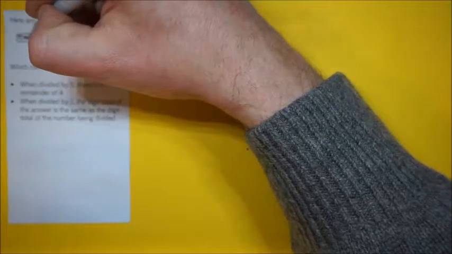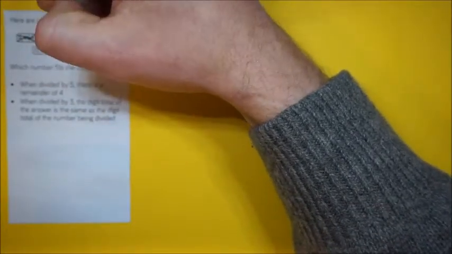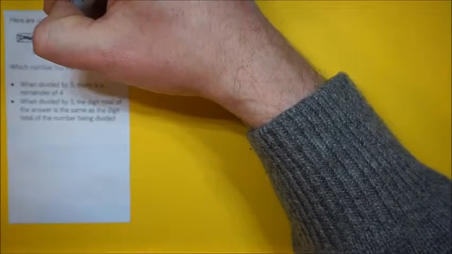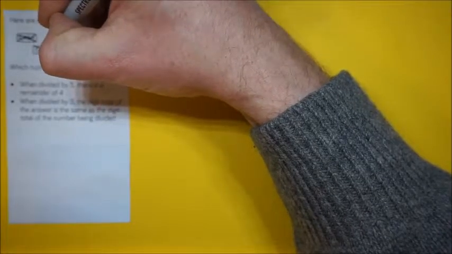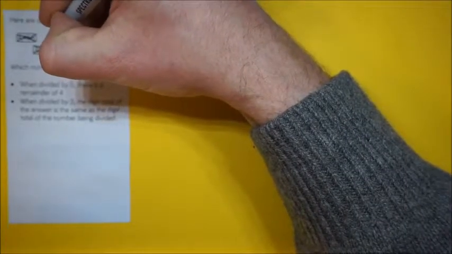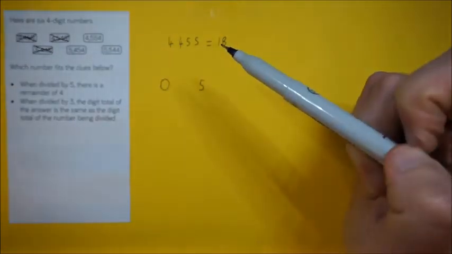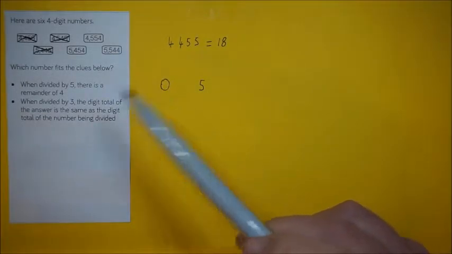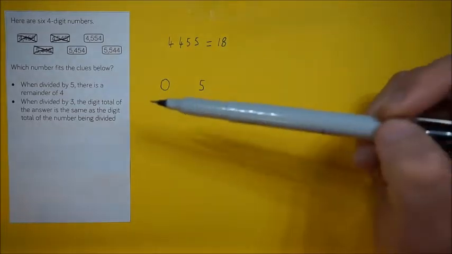So that means we can say that this one is definitely not our number. Ends in a 5, won't give us a remainder. This one, definitely not our number. Ends in a 5, won't give us a remainder. This one ends in a 5 and won't give us a remainder. So we've already eliminated 3. The remaining ones, they all end in 4. So they are 4 away from a 0, which means they will give us a remainder of 4. Perfect. So they all fit the first clue.